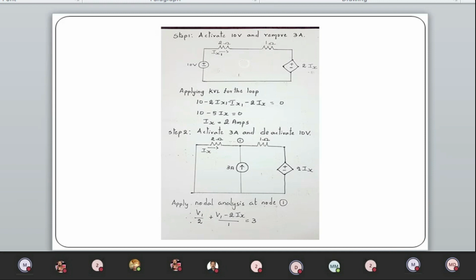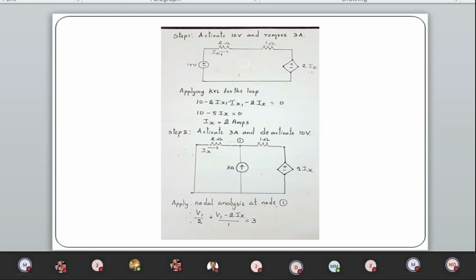Okay, so minus to plus, plus to minus: minus 2Ix, minus Ix, minus 2Ix. So 10 minus 5Ix is 0. From that, Ix is 2 amps. This is actually Ix1, the current due to the 10 volt voltage source. Now, to find the response of current due to the current source, I have to deactivate the voltage source.